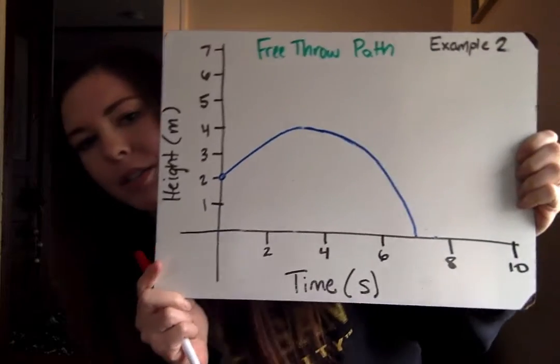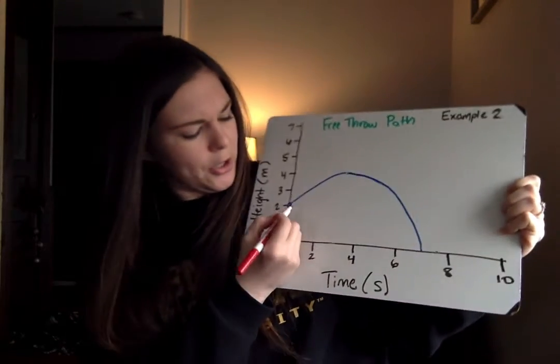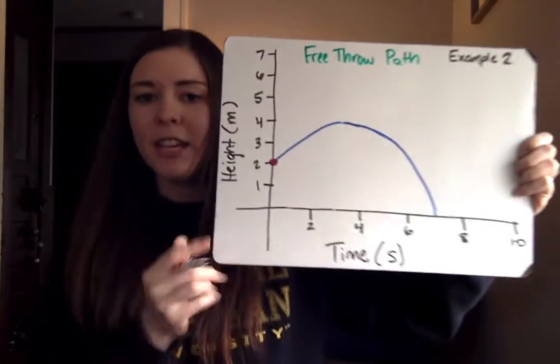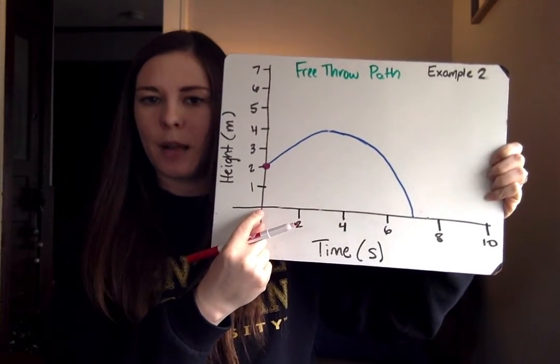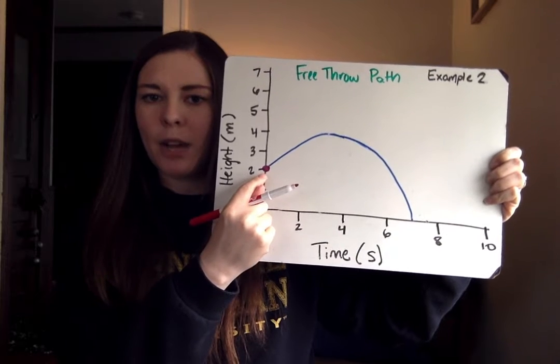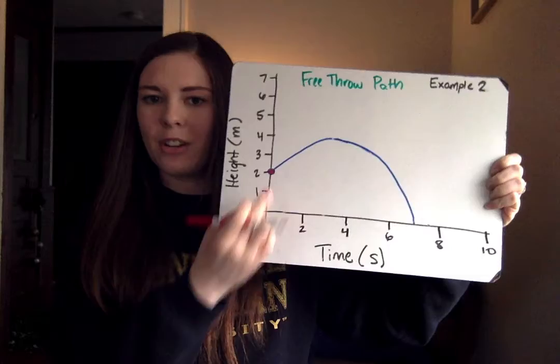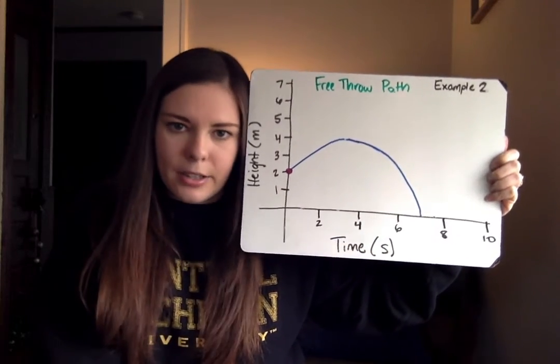Here we go. We're going to start with the starting point. Our starting point looks here, and this is the big difference with this graph. In our last graph, we started at the ground. In this graph, we're starting a little bit off the ground. This is where the ball starts. It starts already in the air.